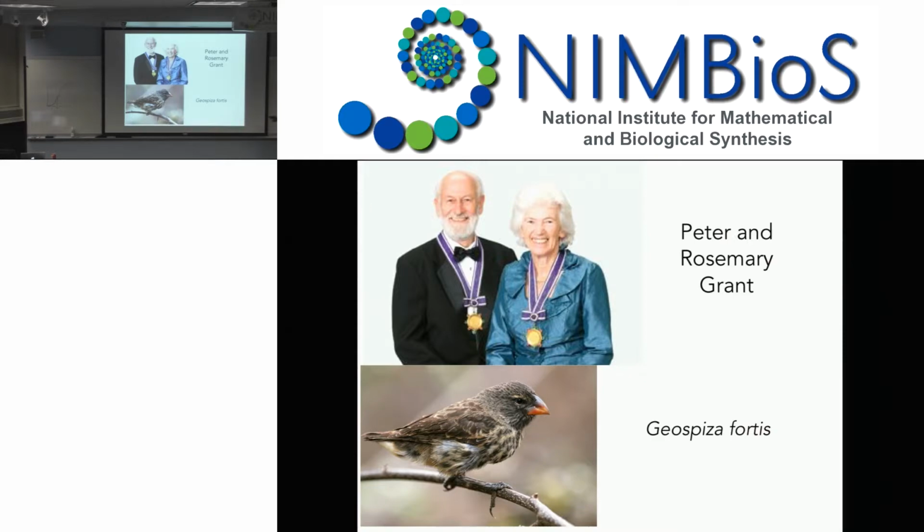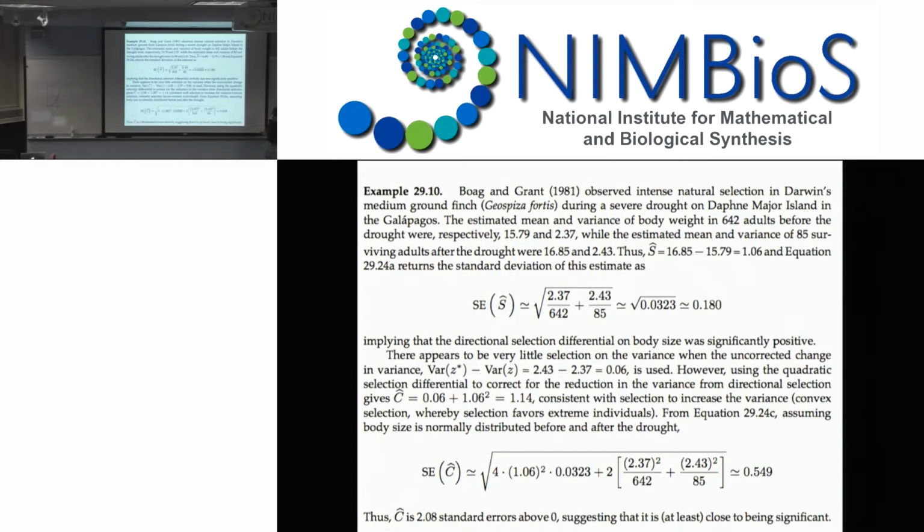So Rosemary and Peter Grant, here they are with their, I think it's Royal Society of London medals. They did a huge amount of work on Galapagos finches. There's a Galapagos finch. And they studied populations on these islands for years and years and years. Some of the most interesting stuff in evolutionary biology are these things.